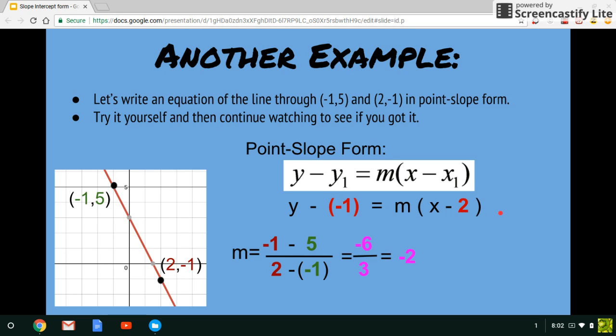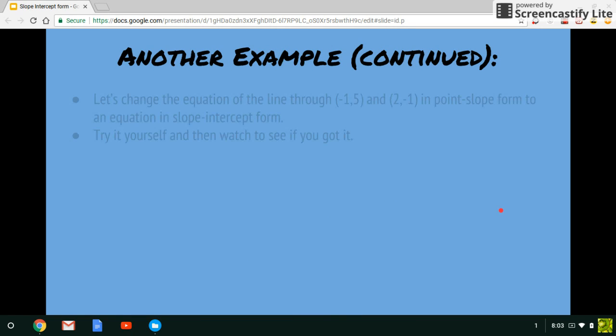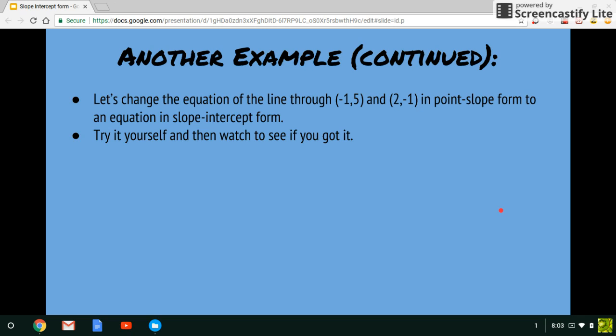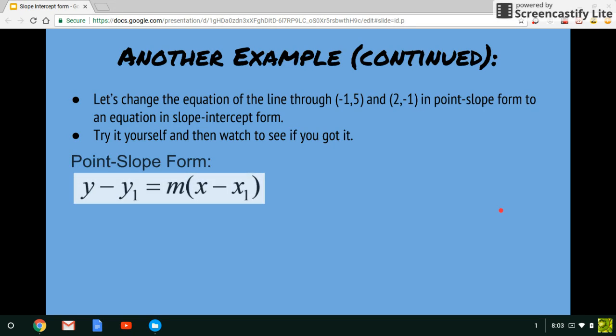So now all we have to do is plug that -2 in for m. So we get y minus -1, or you could put down y plus 1, equals -2 times x minus 2. And we're all done. We've got our point slope form. But if we wanted to switch it from point slope to slope intercept, we will do that as well. So let's go ahead and change it through. Go ahead and try it yourself first, and then watch again to see if you got it.